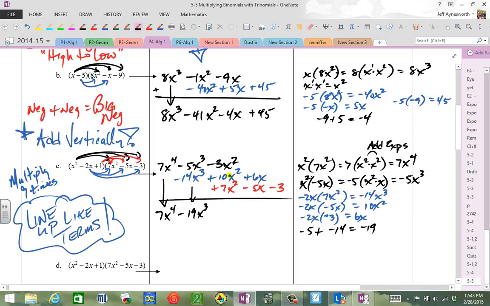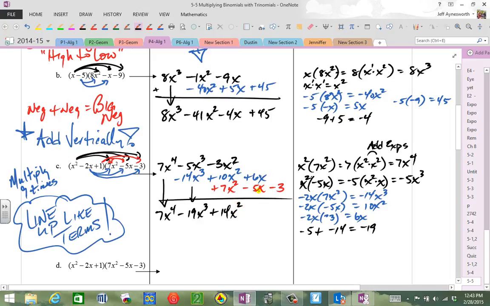Okay. Now on the squares, we've got a lot to add. Starting with a positive, 10 plus 7 is 17. Take away 3, 14. Add up the positive first right here. 10 plus 7 is 17. Take away the 3, that's 14. So you get positive 14x squared.